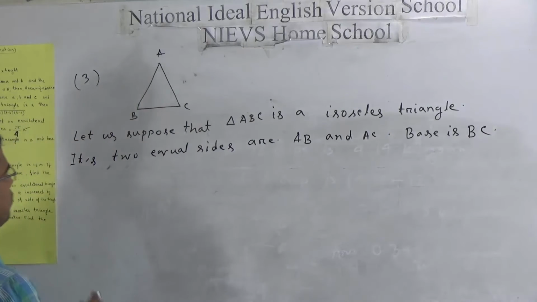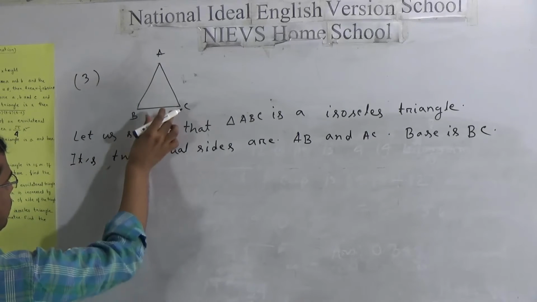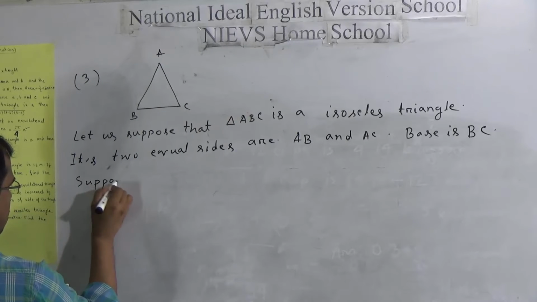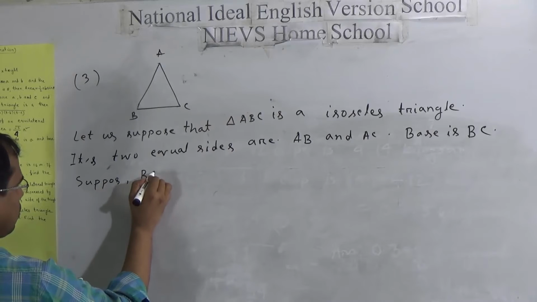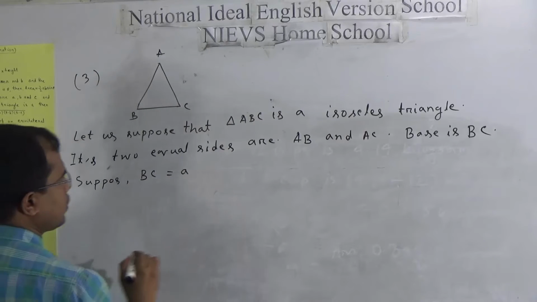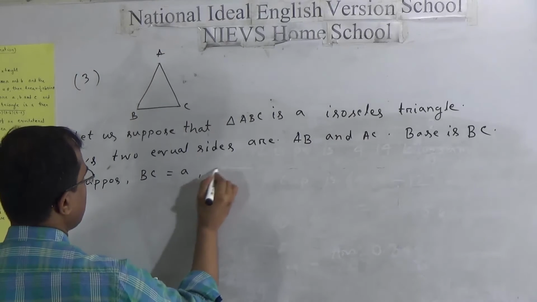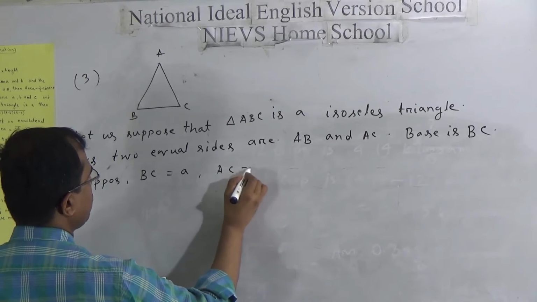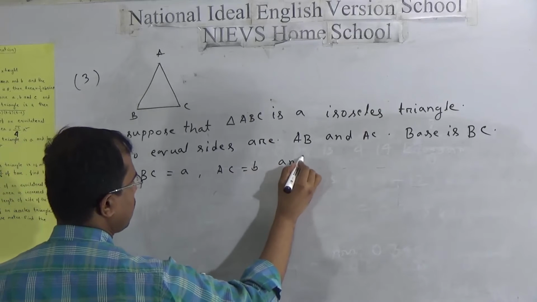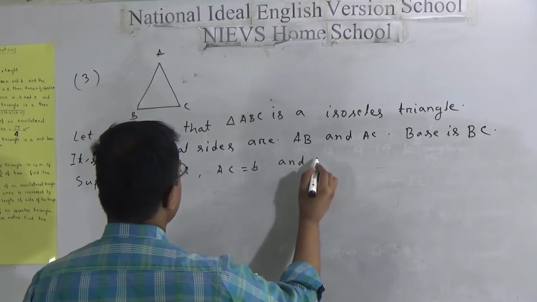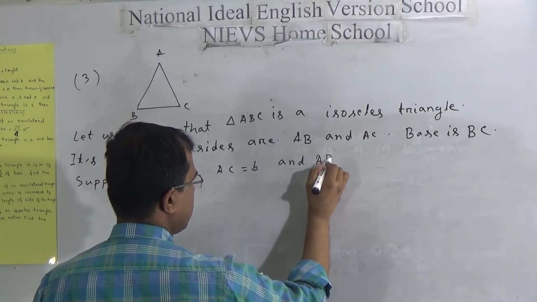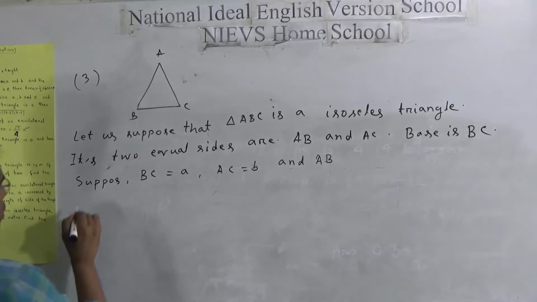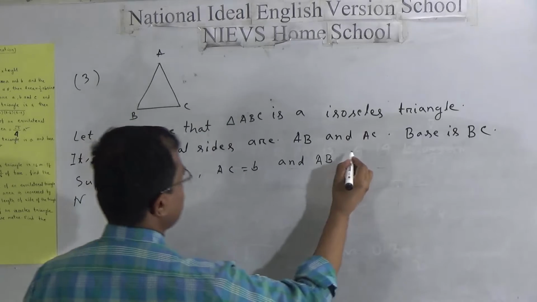Suppose, at first we suppose that BC equal to A. AC equal to B and AB equal to C.